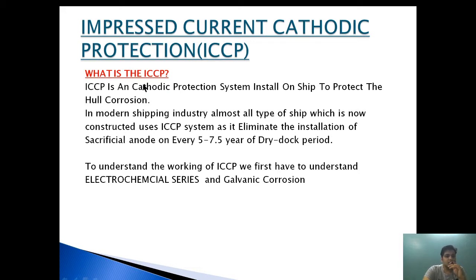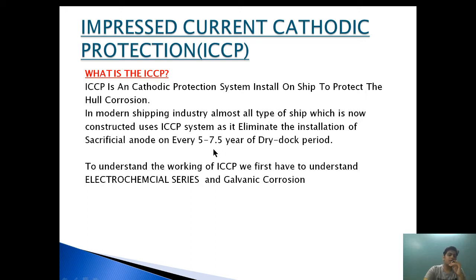So ICCP stands for Impressed Current Cathodic Protection. It is basically a system which is installed on a ship to protect the hull from corrosion. In the modern shipping industry, almost all types of ships which are now constructed use the ICCP system. Why? Because it eliminates the installation of sacrificial anodes on every ship, which earlier used to be replaced every 5 to 7.5 years of dry dock period.